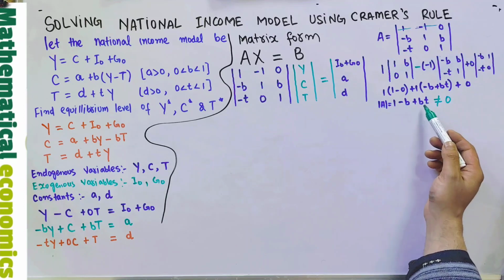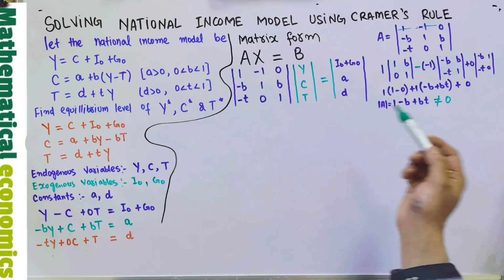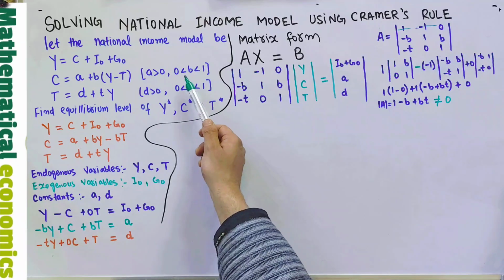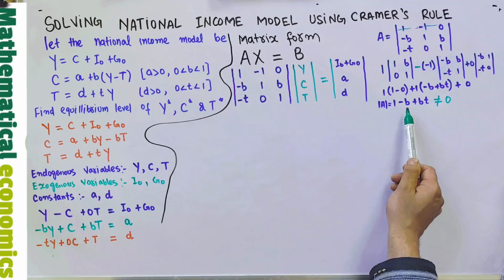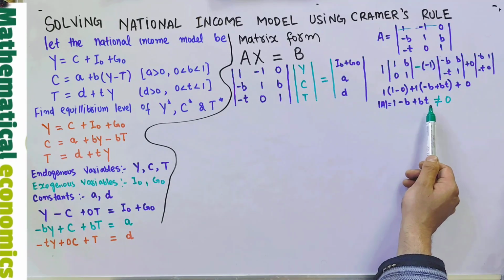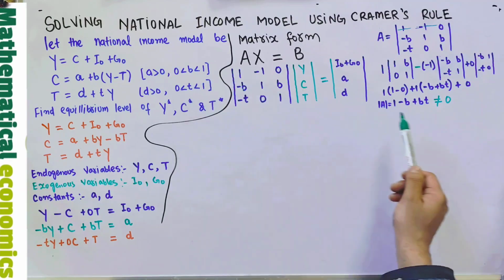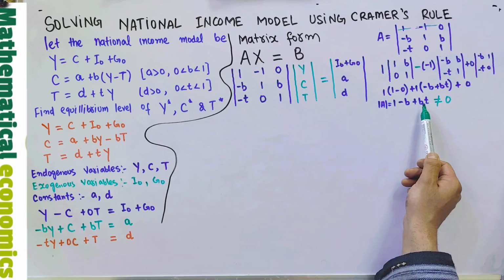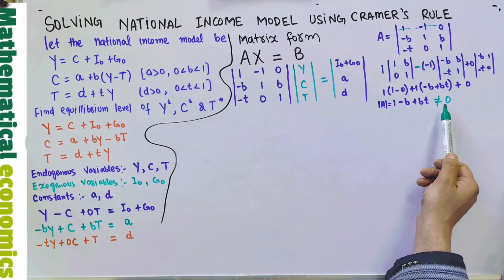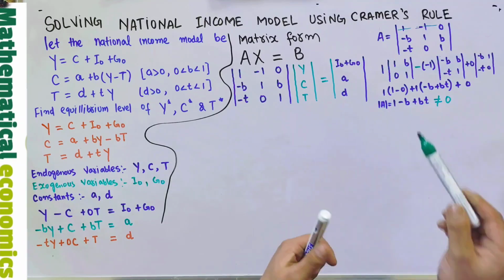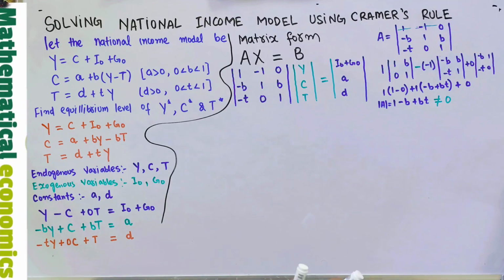Okay, b times t. Here we can see, sorry, b lies between 0 and 1, so it will be less than 1. b times t, b and t are both less than 1, so this will not be equal to 0. So we can say the system is feasible. Now we can proceed further.